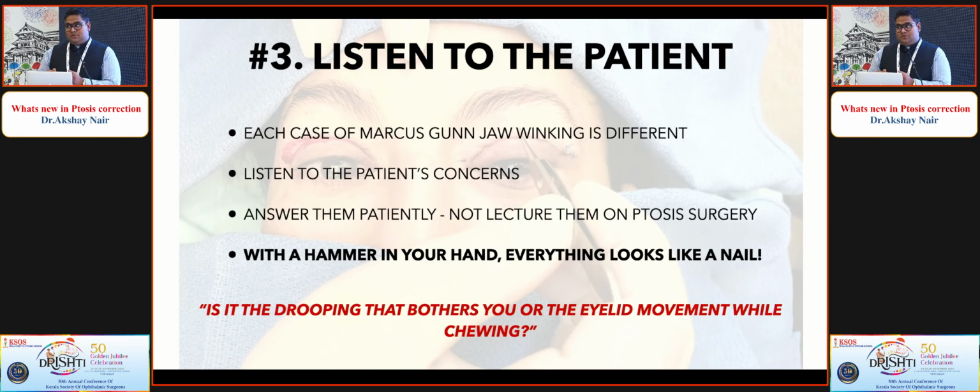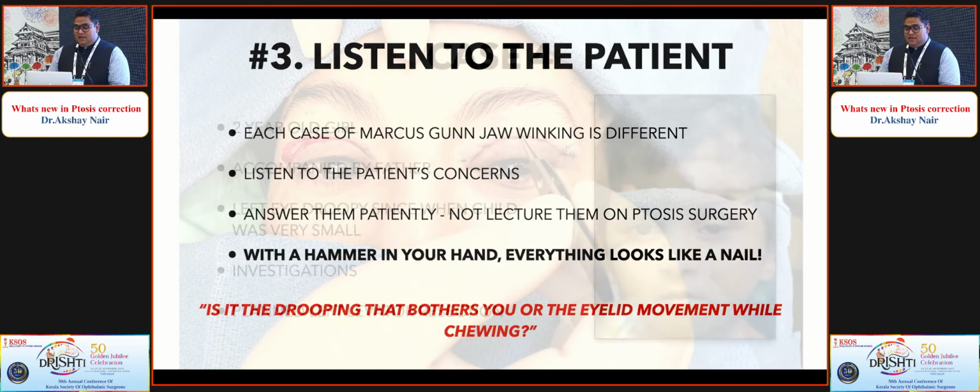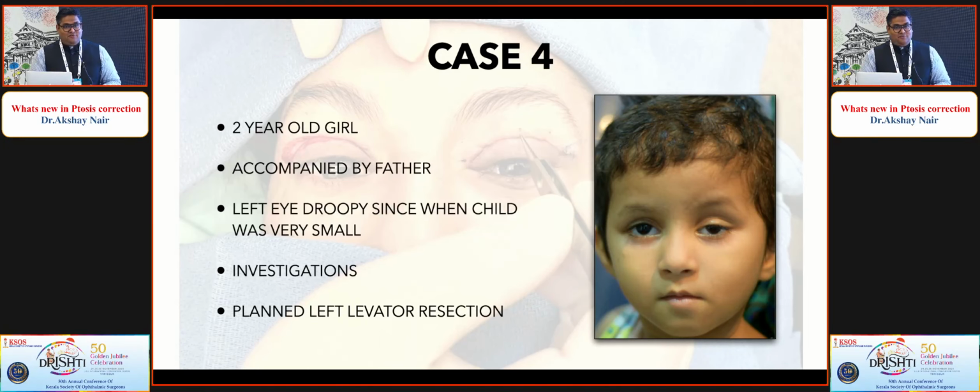If it's only ptosis that bothers them, ignore the Marcus Gunn, just correct the ptosis. If it's the Marcus Gunn that bothers them, customize your surgery so that the Marcus Gunn is abolished, which means a levator excision and a sling. So answer their questions carefully and don't lecture them on ptosis surgery. They are not a fellow, and these are things that I've learned on my own. Patients don't want to know the technical details. They need to know what helps them.